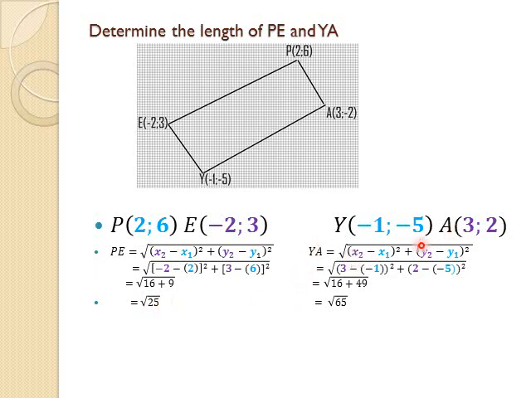YA, square root again, (x2 minus x1) squared plus (y2 minus y1) squared. So I use this formula whenever they say they want length. So 3 minus 5, 2 minus -1. 3 minus 5 gives me -2. -2 squared is 4. 2 minus -1 becomes 2 plus 1, which is 3. 3 squared gives me 9, and 4 plus 9 gives me square root 13.